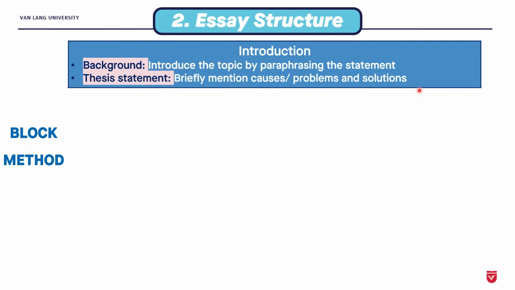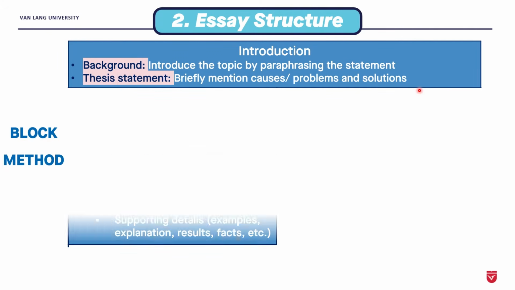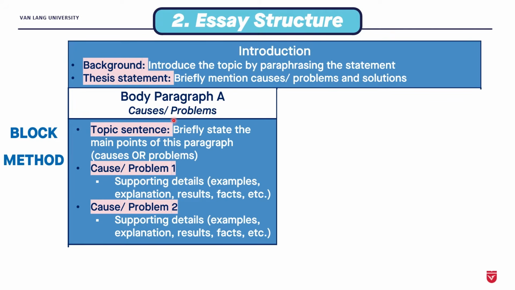Next, for block method essay, in the first body paragraph, you need to have a topic sentence that states the main points. After that, give at least 2 causes or 2 problems and the details to support them. The details can be explanations or examples.